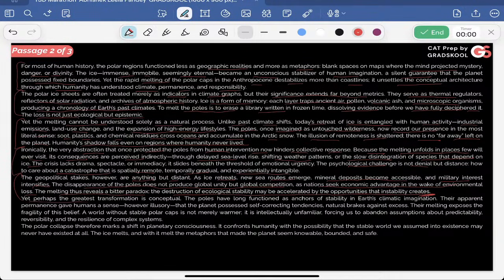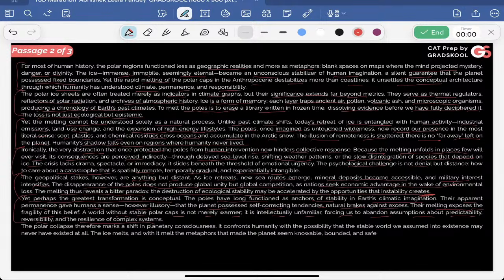Yet perhaps the greatest transformation is conceptual. The poles have long functioned as anchors of stability in Earth's climatic imagination. Their apparent permanence gave humans a sense, however illusory, that the planet possessed self-correcting tendencies, natural brakes against excess. The melting exposes the fragility of this belief. A world without stable polar caps is not merely warmer, it is intellectually unfamiliar, forcing us to abandon assumptions about predictability, reversibility, and the resilience of complex human systems.